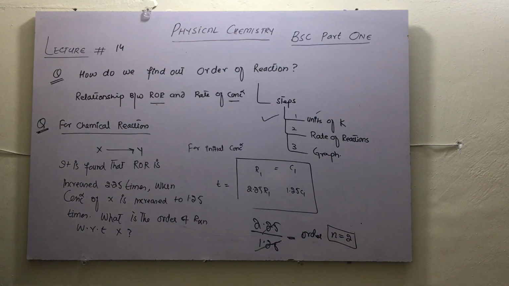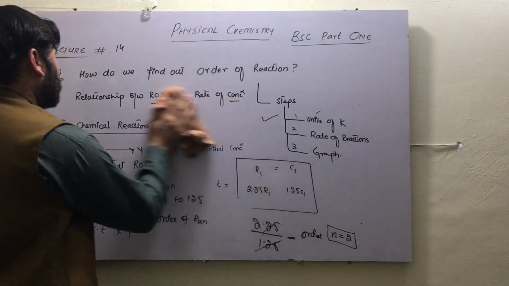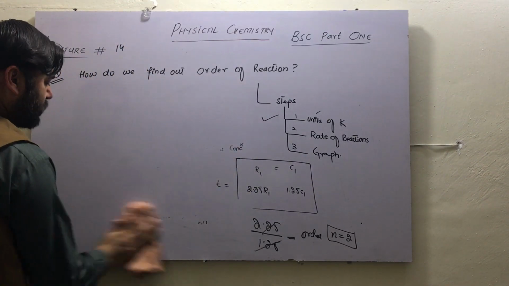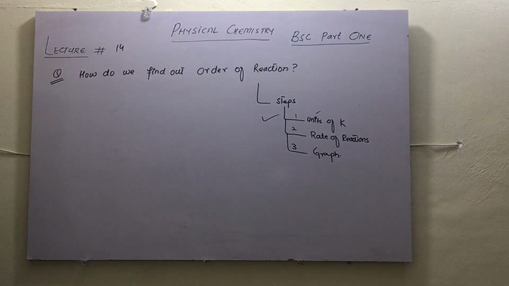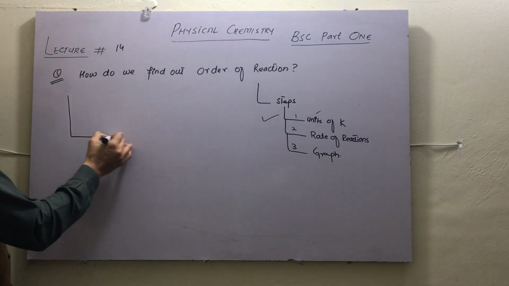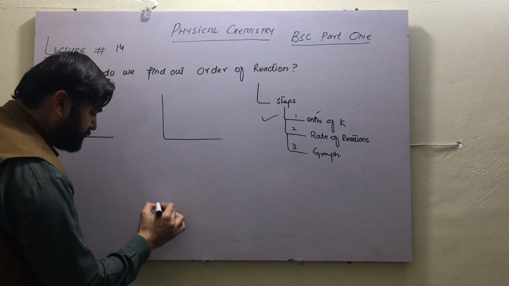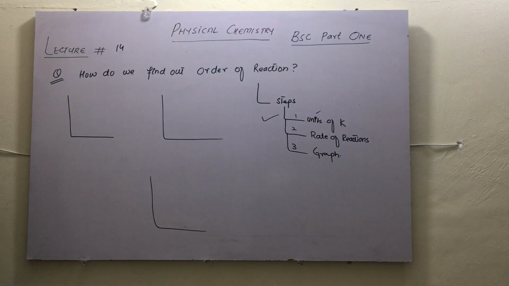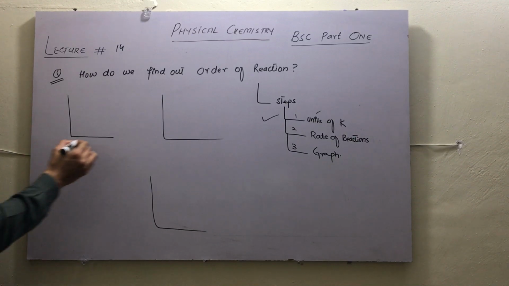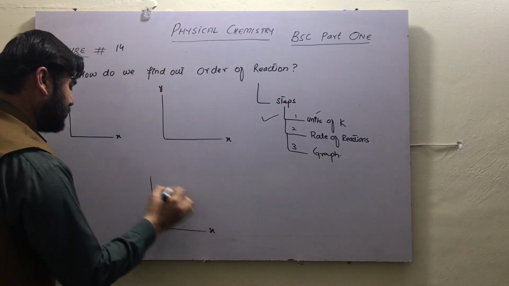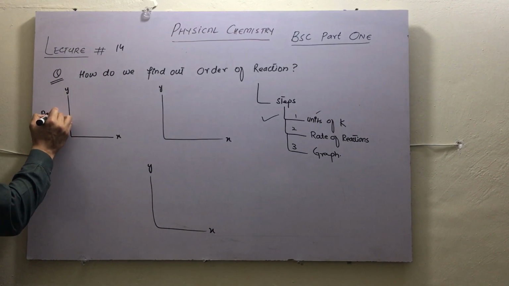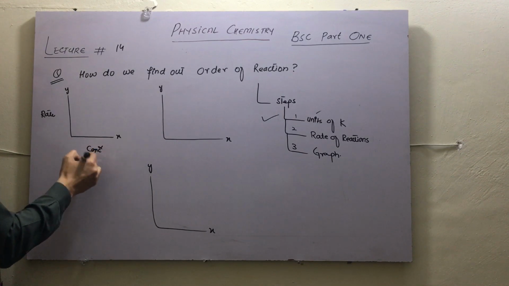And the third method is very important, that is the graph. In some questions you will find how to find the order of reaction from graphs. I'll be making three graphs from which you will find the order of reaction. Suppose this is the first graph, this is the second graph, and this is the third graph. These are three types of graph I have made. Each has an x-axis and a y-axis. The first has rate on the y-axis and concentration on the x-axis.